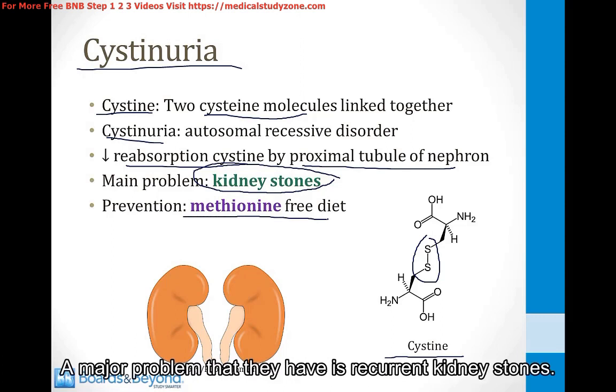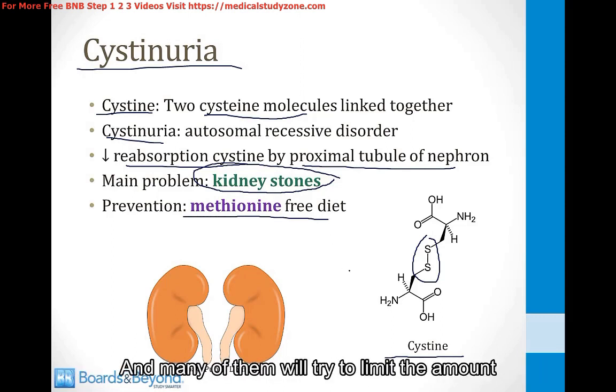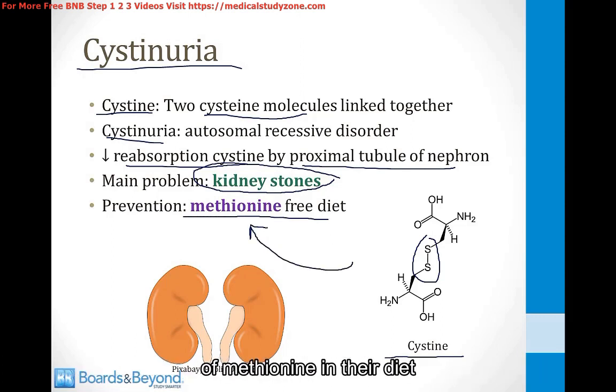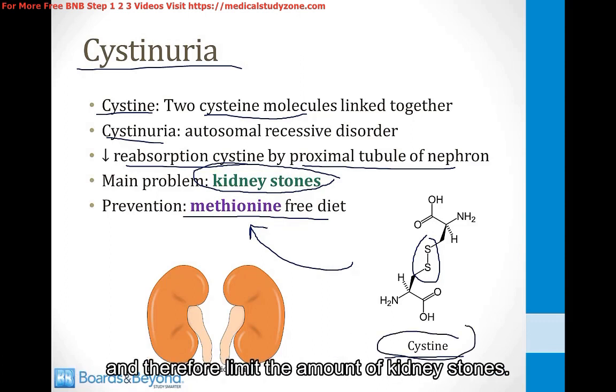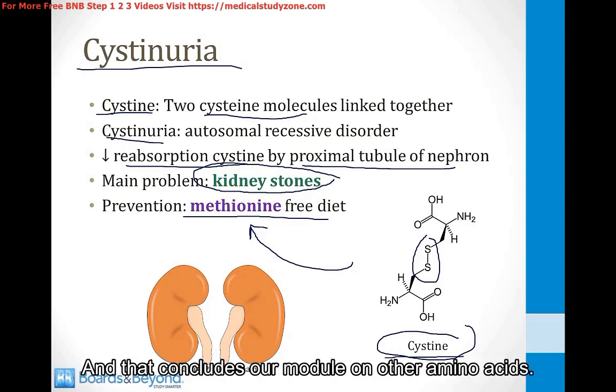A major problem that they have is recurrent kidney stones, and many of them will try to limit the amount of methionine in their diet, hoping to limit the formation of these cystine molecules and therefore limit the amount of kidney stones. And that concludes our module on other amino acids.